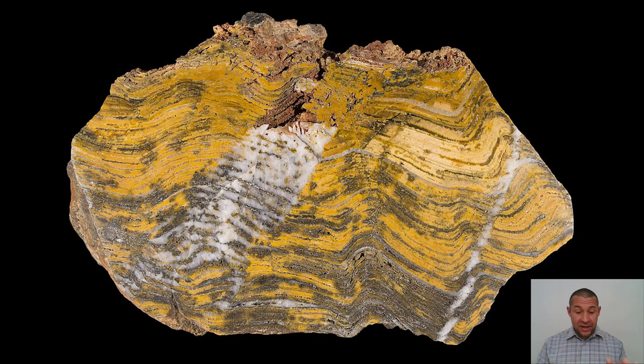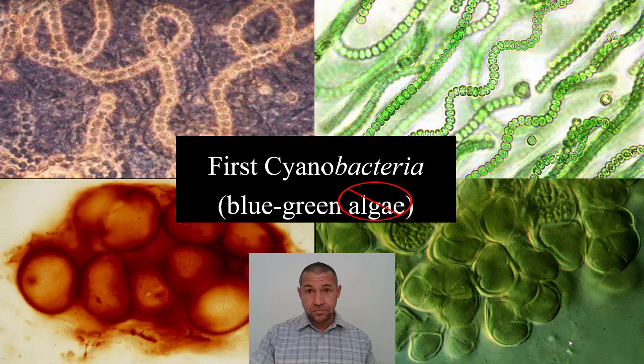So these stromatolites, they're layered mounds composed of sheet-like sedimentary rock. And you can see from this cross-section here that they're layer upon layer upon layer. Each layer represents a layer of single-celled prokaryotes. More precisely, these stromatolites were created by photosynthetic cyanobacteria.